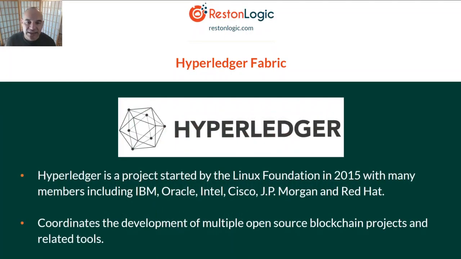So, what is the Hyperledger project? It is a project started by the Linux Foundation in 2015 with many members, including IBM, Oracle, Intel, Cisco, JP Morgan, and Red Hat. And there are many other members as well. The Hyperledger project coordinates the development of multiple open source blockchain projects and related tools.